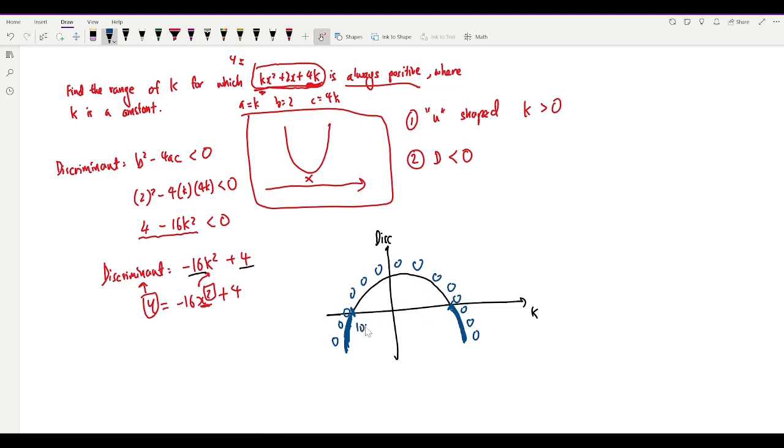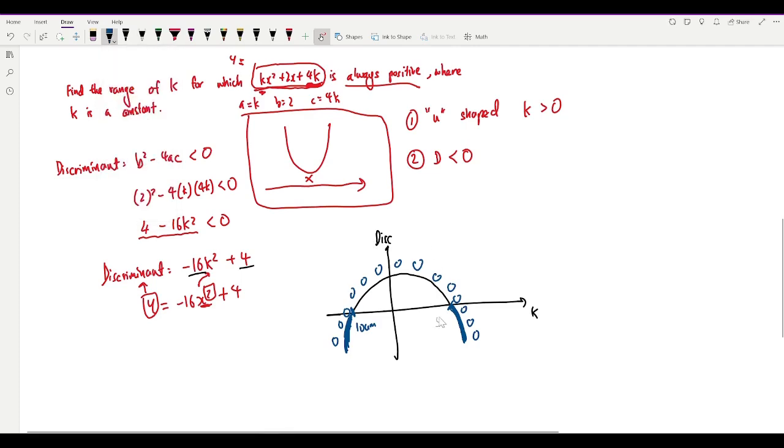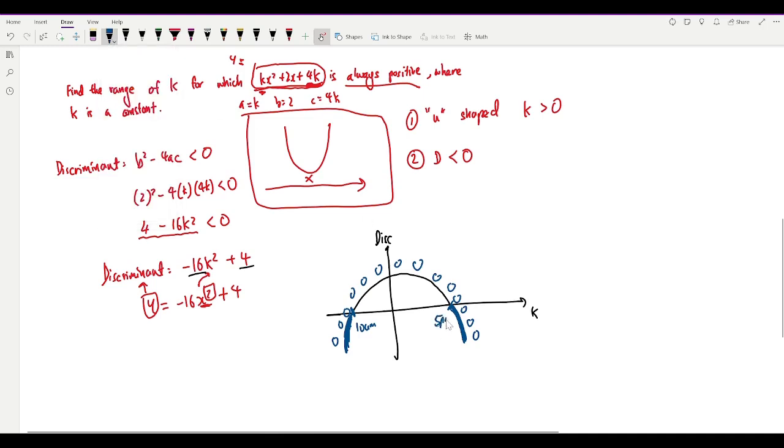Like, for example, if this is 10 a.m., this is 2 p.m. or 5 p.m., right? Sorry. Yeah, 5 p.m. Then I can say that my discriminant is less than 0 when k is before 10 a.m., right? When k is less than 10 a.m. or k is more than 5 p.m. That's how I describe the ranges for which my discriminant is less than 0.